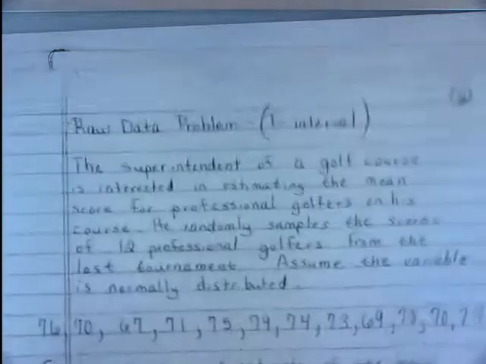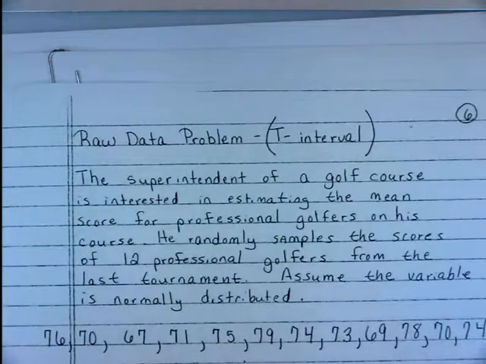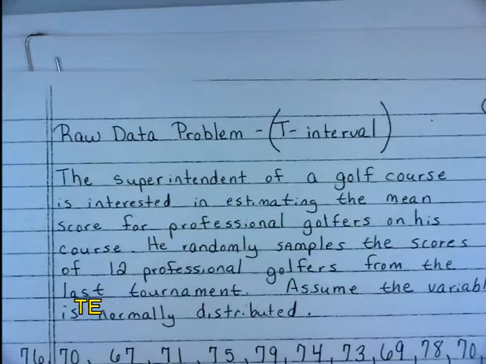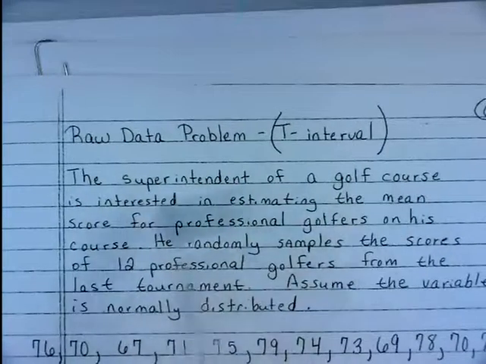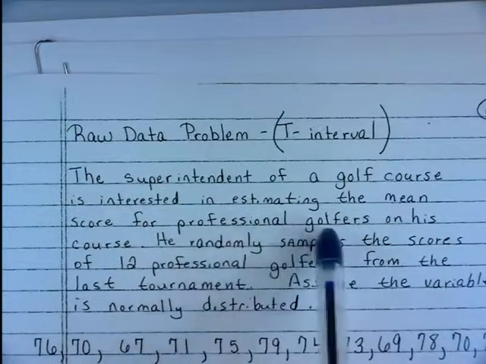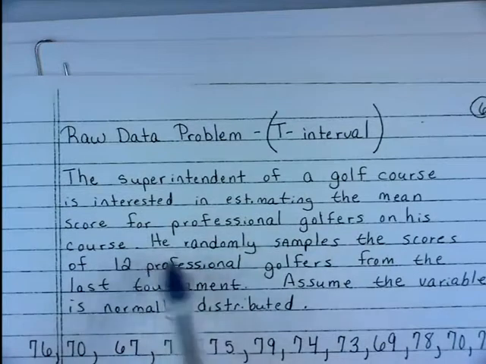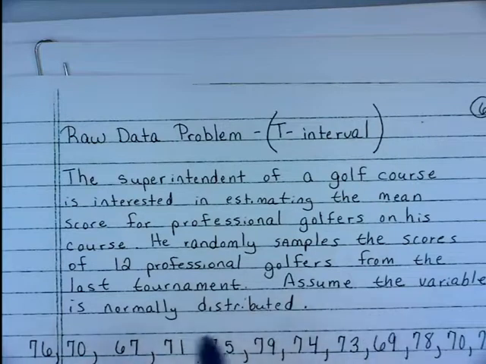Proportion intervals. T-interval, it says the following. The superintendent of a golf course is interested in estimating the mean score for professional golfers in his course. He randomly samples the scores of 12 professional golfers from the last tournament, assuming the variable is normally distributed.